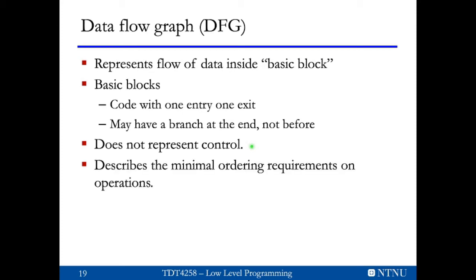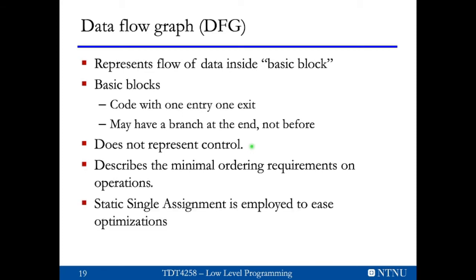Data flow graphs describe the minimal order requirements on your operations. So if you add two values and then multiply the sum you just calculated with some other value, you need to add first, and then after that you can actually do the multiplication, but not the other way around. And to enable optimizations, we use a very specific form in our intermediate representation, so-called static single assignment, to ease the optimizations.